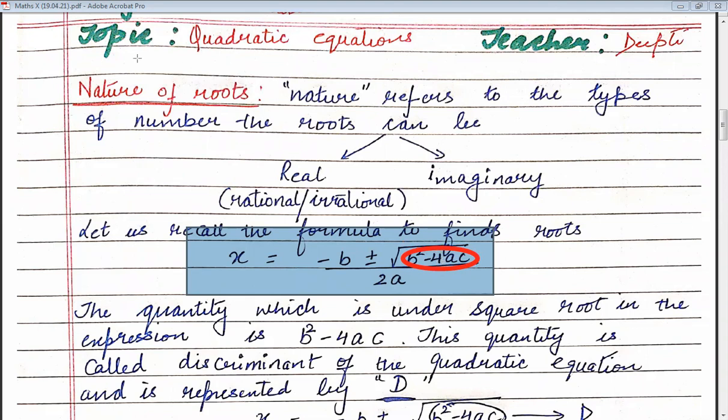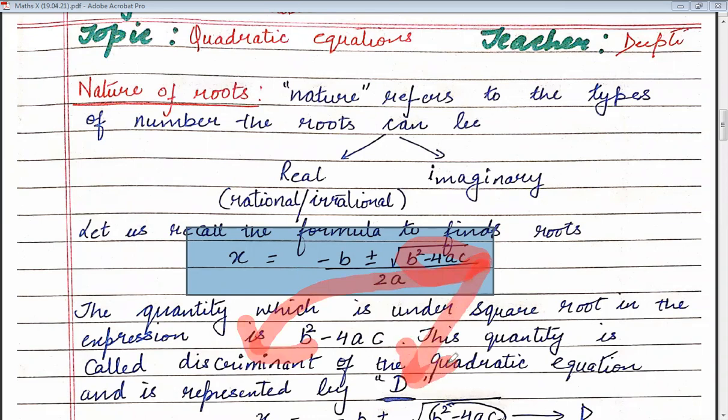And this is called the discriminant of the roots. What is this called? This quantity is called discriminant of the quadratic equation, or you can call it capital D. Okay. So now again I am repeating. Now the value inside the under root, that is b square minus 4ac, is called discriminant of the root, or also it is represented by capital D.